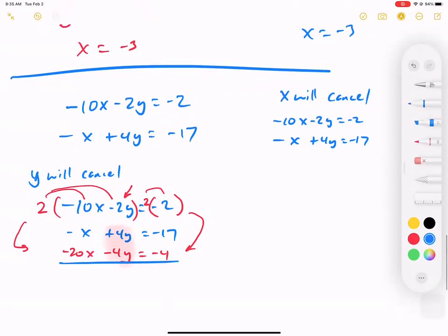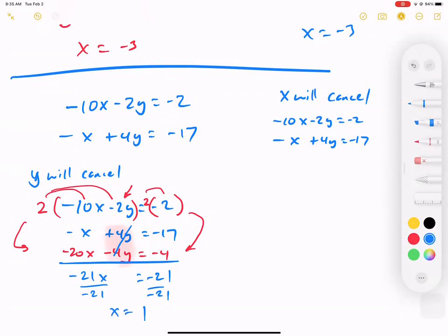All right, here we go. Negative x minus 20 is negative 21x. The 4 and 4 cancel out. See you later. And the negative 17 and negative 4 become negative 21. We're almost there. Divide both sides by negative 21. Divide both sides by negative 21. x is equal to positive 1.